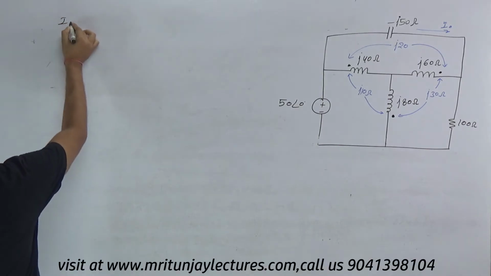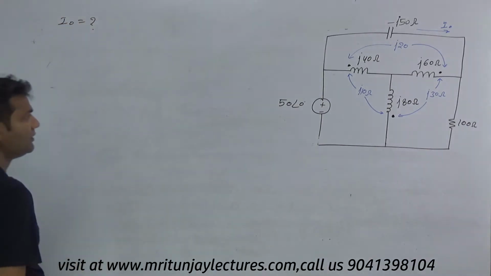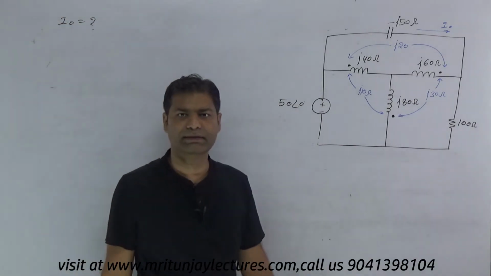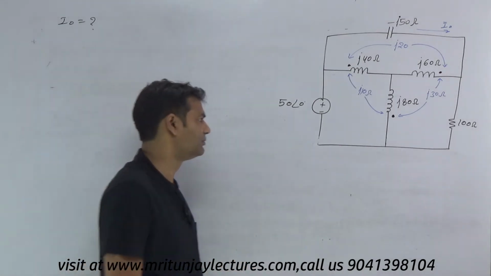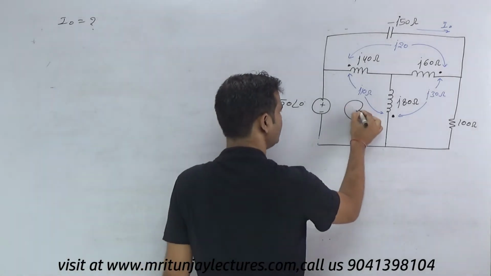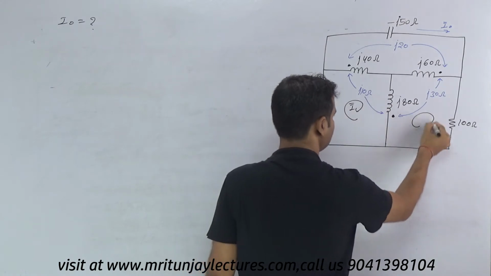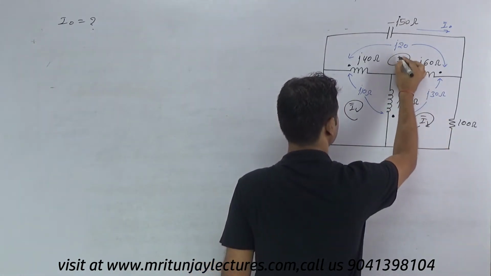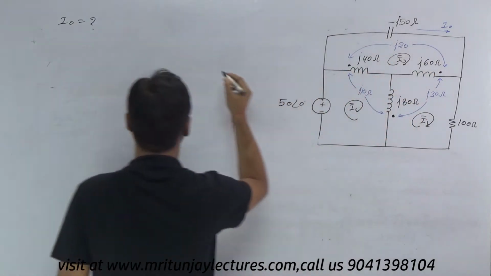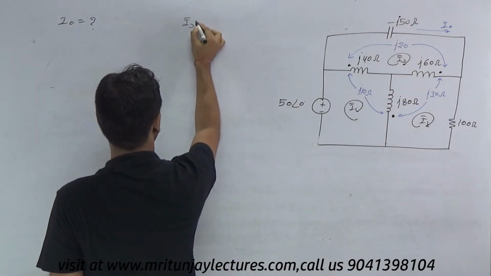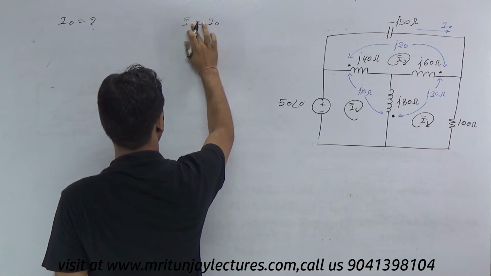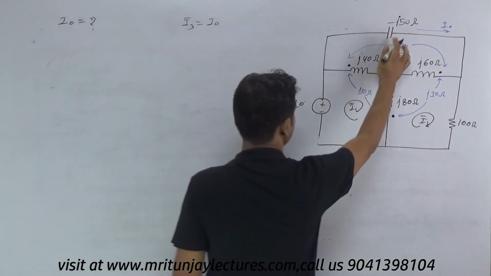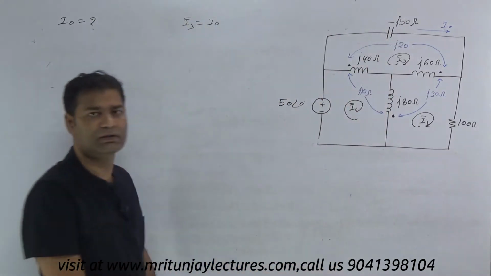Now our motto is to determine I naught. So first of all we assume in this loop that is I1 current, in this loop that is I2 current, and in this loop that is I3 current. I3 and I naught are the same. Loop current and branch current are the same, that's why it is written like this.